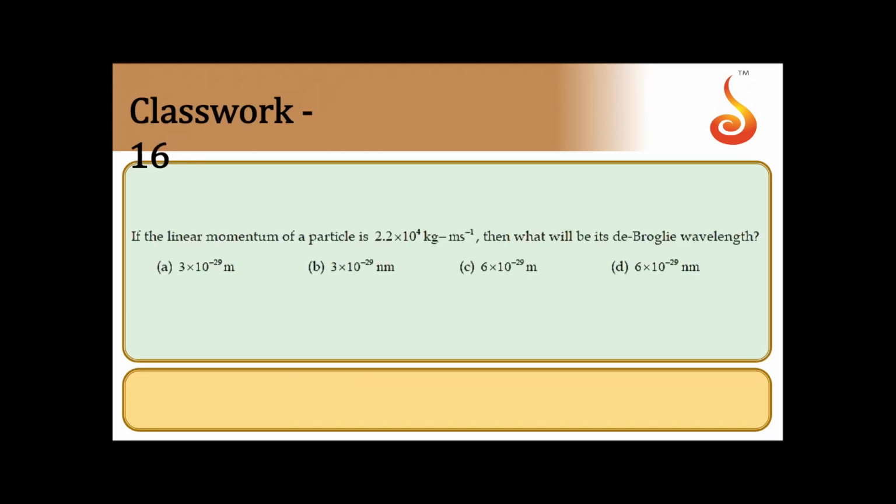Yes, we shall move on to next one. If the linear momentum of a particle is 2.2 into 10 to the power 4 kg meter per second, then what will be its de Broglie wavelength? So, de Broglie wavelength of a particle is given by lambda is equal to h by p, where p is linear momentum. So, they have given momentum, just calculate wavelength.